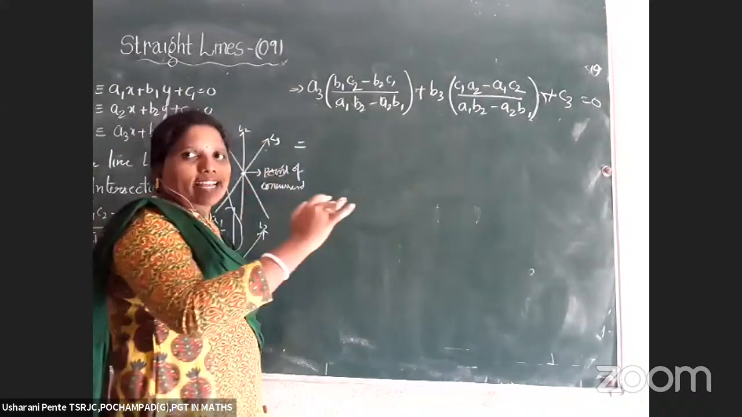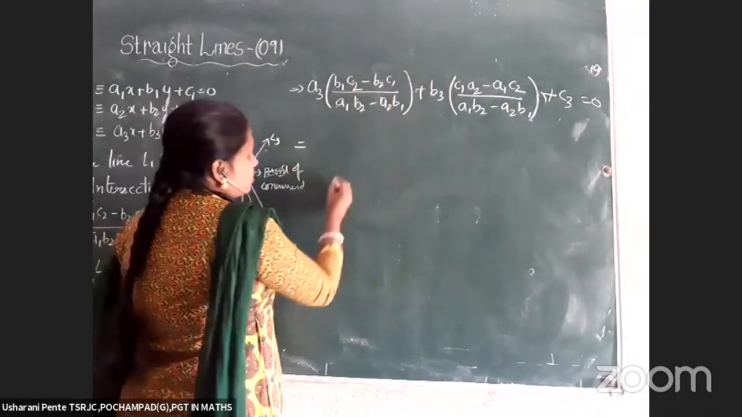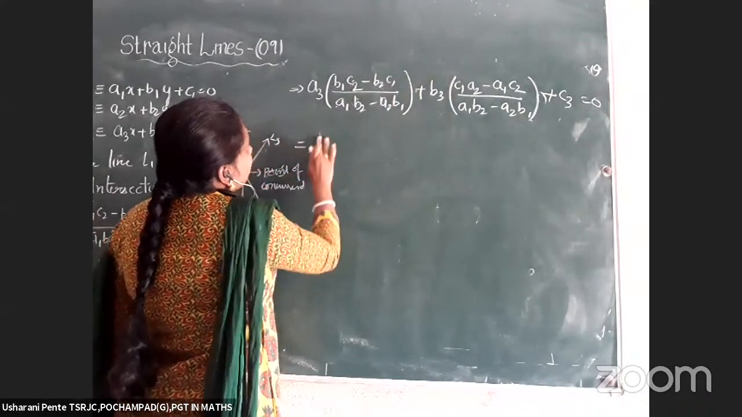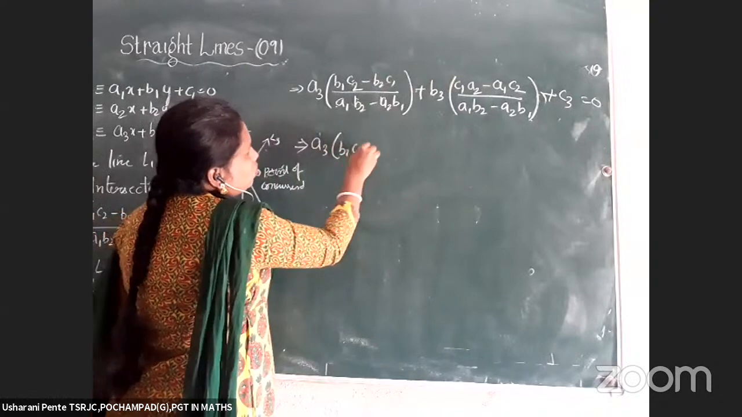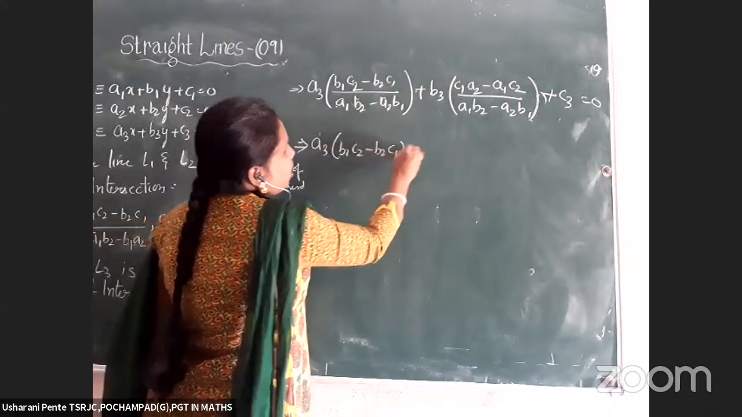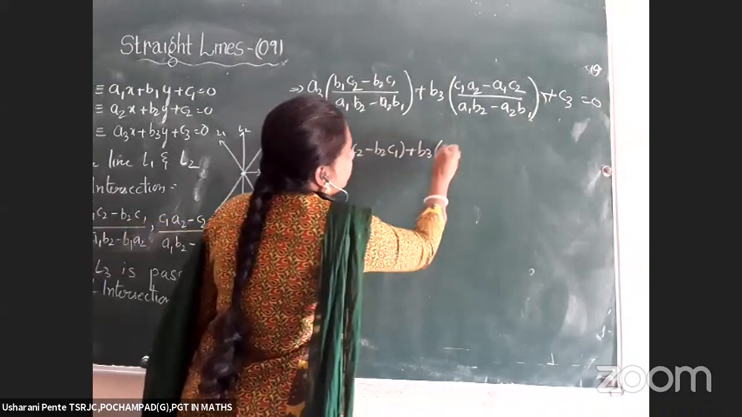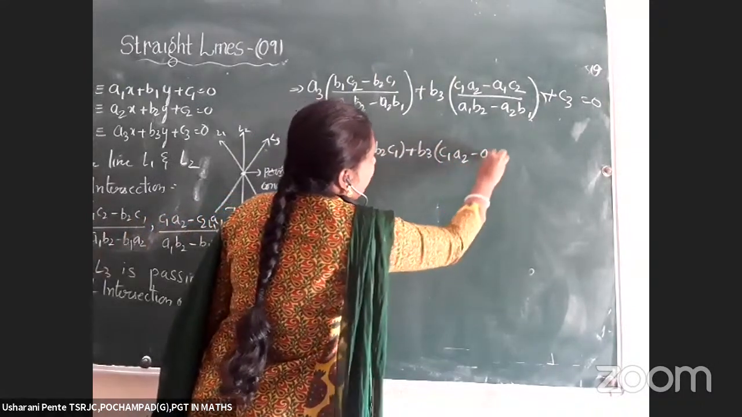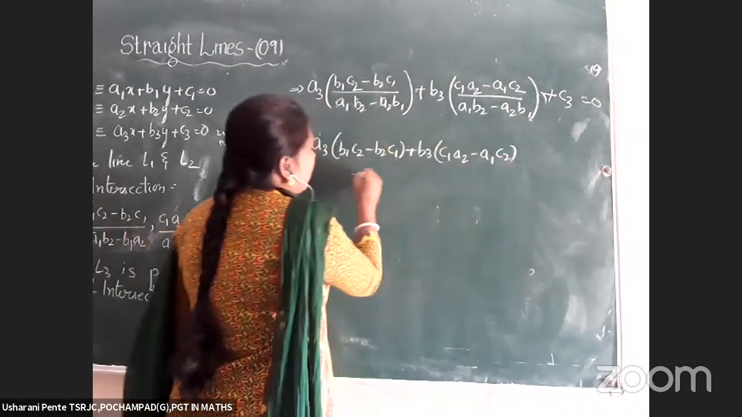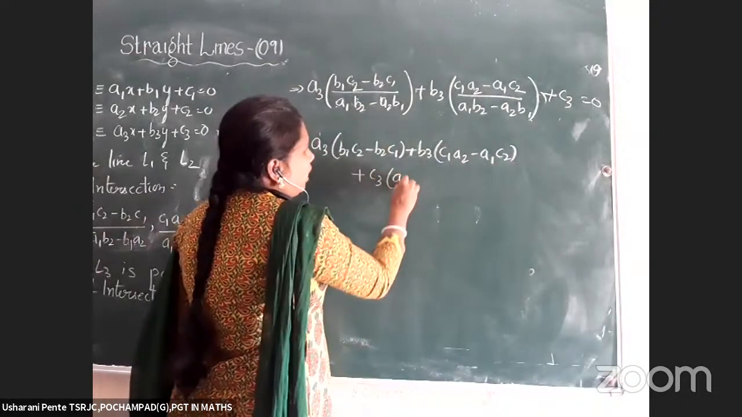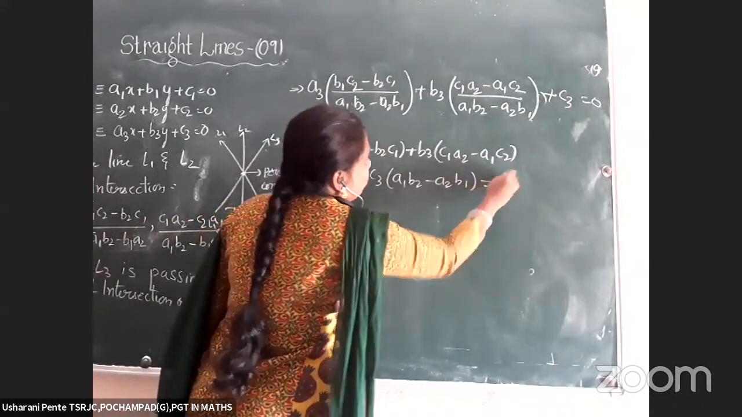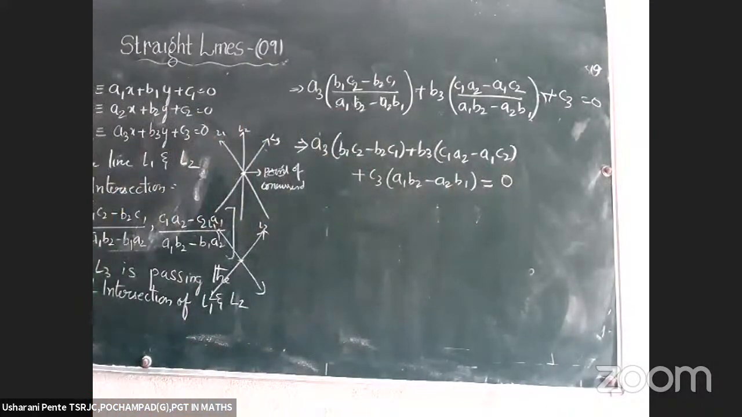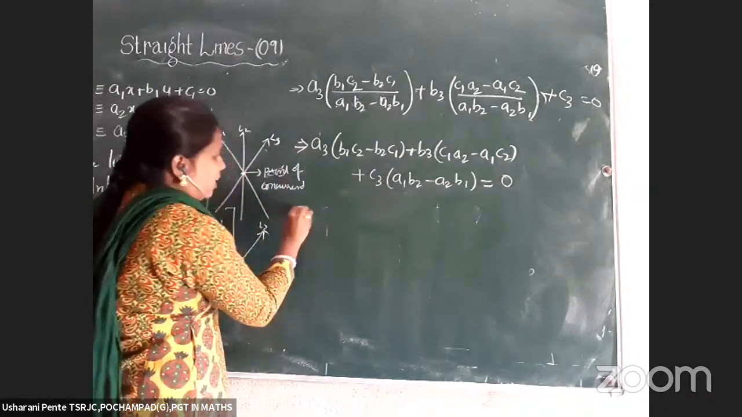So I am taking the LCM and sending that to the other side. So here what I'll get? A3 into (B1 C2 minus B2 C1) plus B3 into (C1 A2 minus A1 C2) plus C3 into (A1 B2 minus A2 B1) is equal to 0.